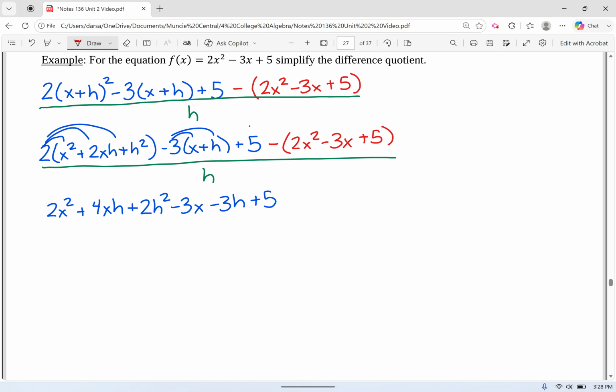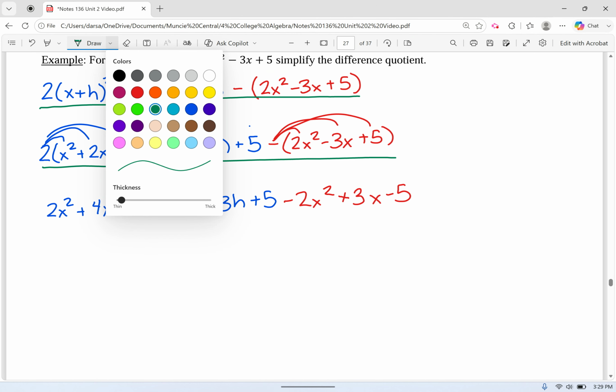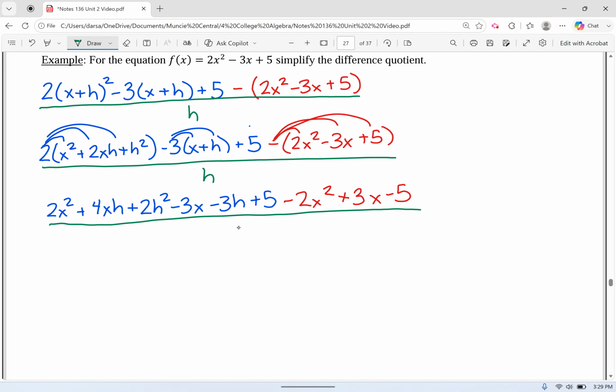And then in this f(x) part, we're going to distribute the minus. So we subtract all of the terms, not just the first term. And that is very important. You've got to subtract all the terms. And then again, this whole thing is over h.